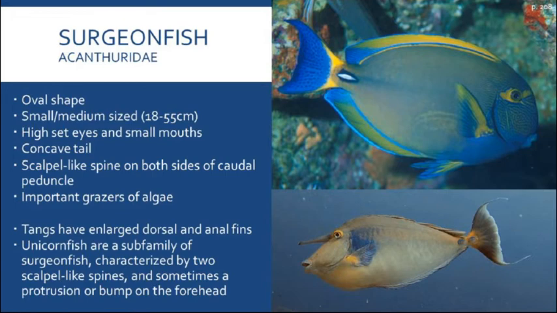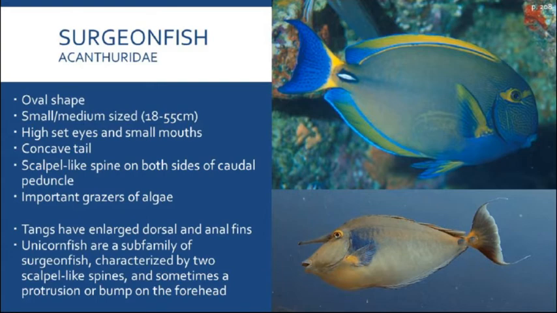Okay, but the key feature of surgeonfish is they have a spine on what we call the caudal peduncle. Now the caudal peduncle is basically the bit of the fish that connects the tail, or the caudal fin, to the body. So this bit here is our caudal peduncle, and we can see that little spine over there. Now that spine is razor sharp. The reason we call them surgeonfish is because that spine is as sharp as a doctor's scalpel. So that is why they are called surgeonfish.